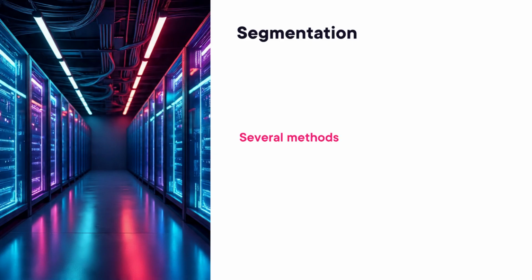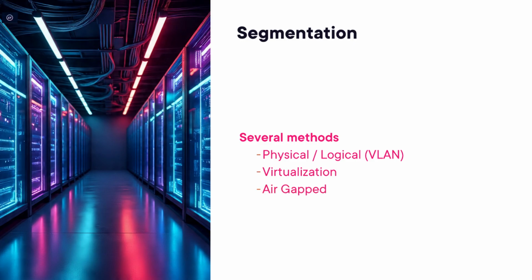There are several methods. Basically, we want to separate one thing from another, and we can do that at the physical or logical layer. Physical host or a network, or we can also logically create separate networks or virtual local area networks. And then virtualization. We'll talk more about that in more detail in just a moment. And then we also have air gap, or a network that is completely disconnected from other networks, from the internet and so forth.